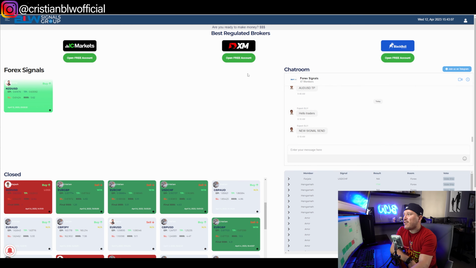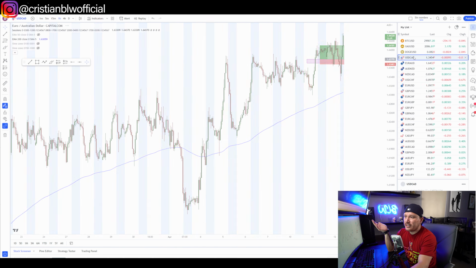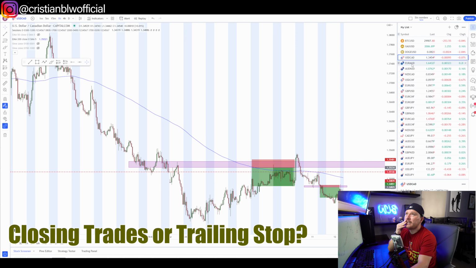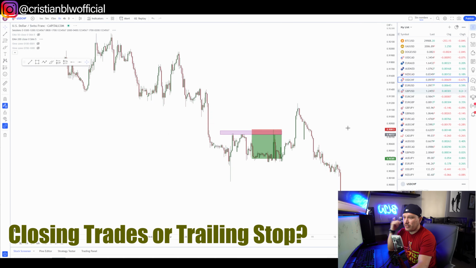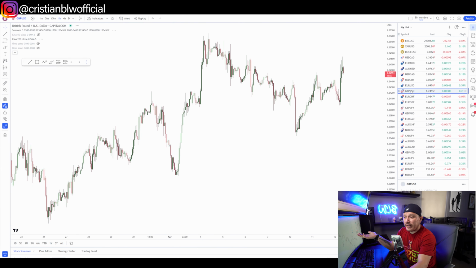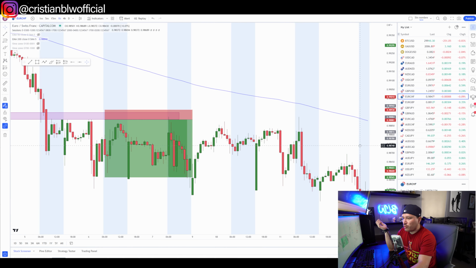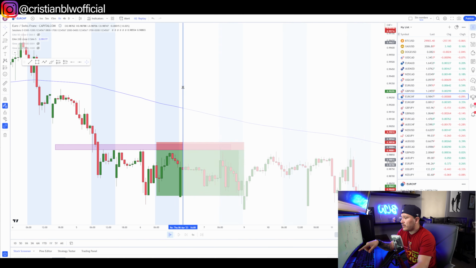Now, I just want to finish this part of the video about going with a trailing stop against closing your position. Some people will close the positions instead of using a trailing stop. Although that's fine, you might make a lot more profit if you do use a trailing stop as well. For instance, some people would see this movement right here.